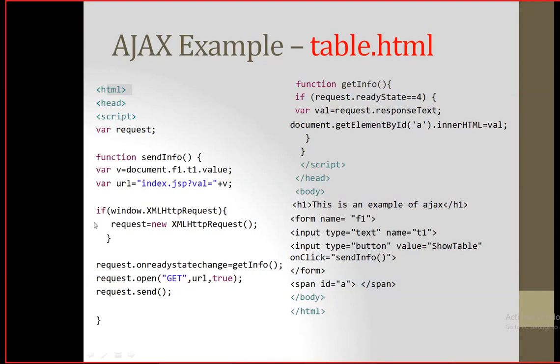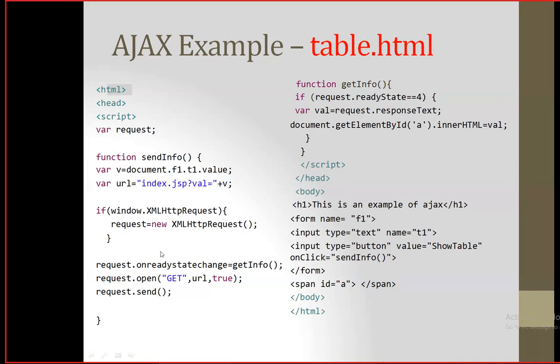Now we have to create an XML HTTP request, right? So we are calling the constructor, creating an object, and that object's reference is given to the request variable that we created at the start. So a new object for the XML HTTP request is being created here.